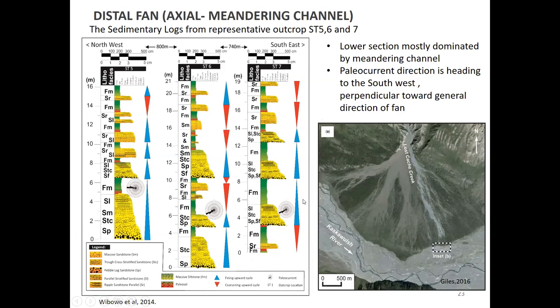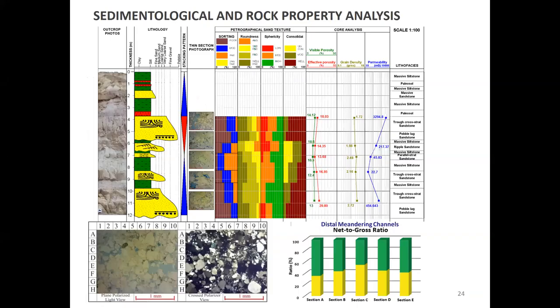This is just an example image of the alluvial fan related to the axial channel. From our interpretation, all the channels in this distal environment belong to the axial channel, judging from these characteristics and also from the paleocurrents, which are perpendicular to the general direction of the proximal to medial environment of the alluvial fan complex. Yes, it's perpendicular, so it becomes the axial channel. Let me know your comments later on.